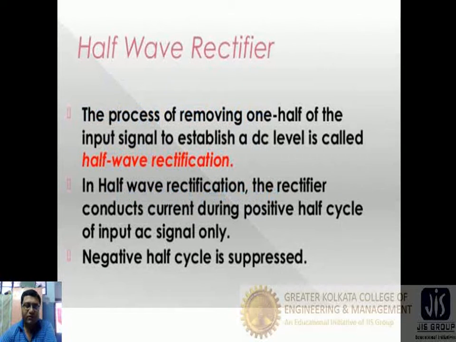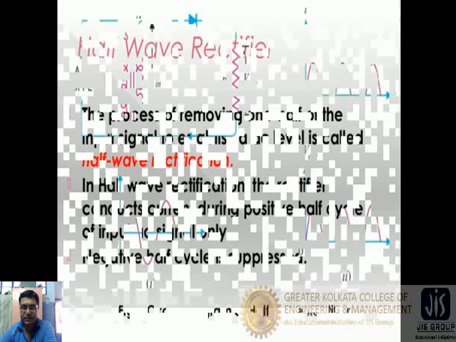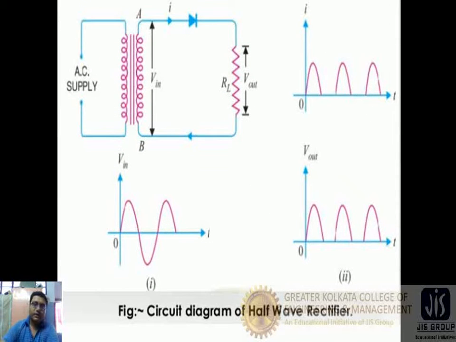The process of removing one half of the input signal to establish a DC level is called a half-wave rectifier. In half-wave rectification, the rectifier conducts current during the positive half cycle of the input AC signal only. The negative half cycle is suppressed. We'll discuss the operation of it. So this is the half-wave rectifier circuit. Here we can see an AC input signal.